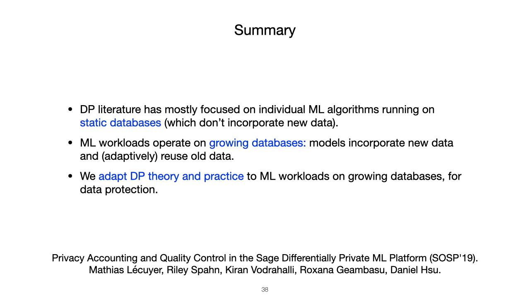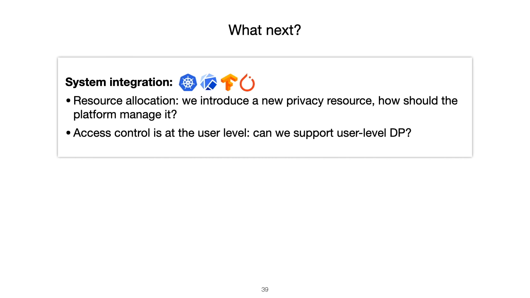Cool, so to summarize, differential privacy literature has mostly focused on individual machine learning algorithms running on static databases. Machine learning workloads, on the other hand, operate on growing databases, where models incorporate new data and adaptively reuse old data. So we adapt differential privacy theory and practice to those machine learning workloads on growing databases for data protection. And this was a paper published with collaborators at Columbia at SOSP last year. And this framework to integrate differential privacy into machine learning platforms opens really exciting new research directions. So I'll give two very brief examples of ongoing efforts.